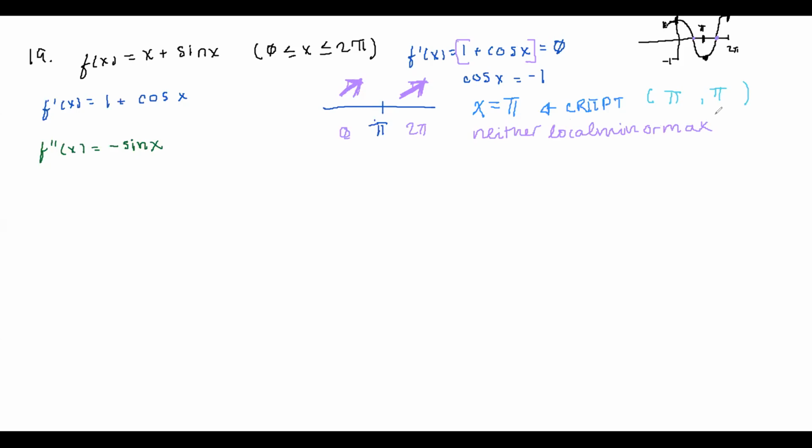Okay. So there we are with our crit point stuff. We found our critical point. We found the ordered pair for a critical point. We found out that it was neither a local minimum or a local maximum. Now we're going to go and do our inflection point stuff. We have negative sine x. When is negative sine x equal to 0?